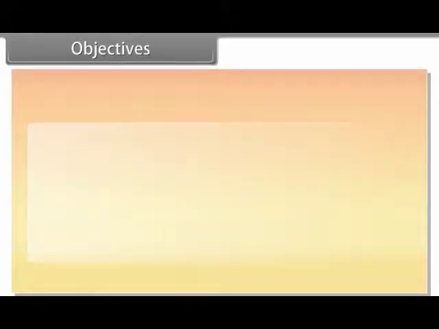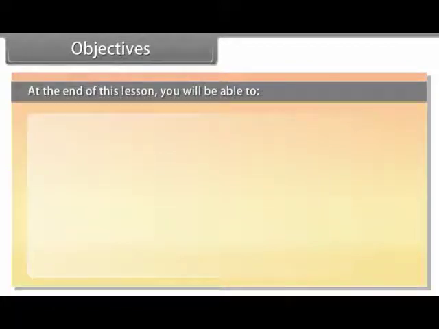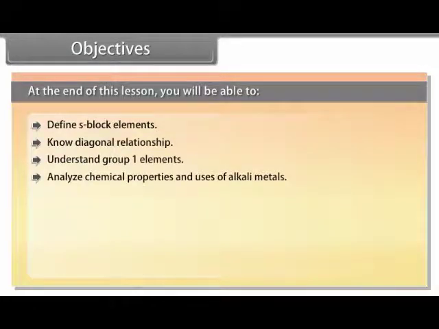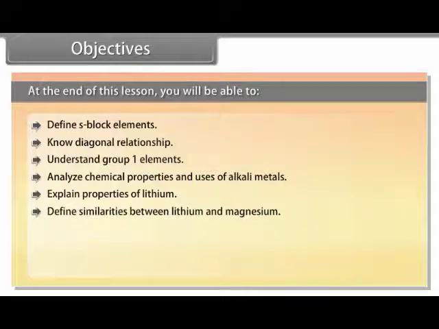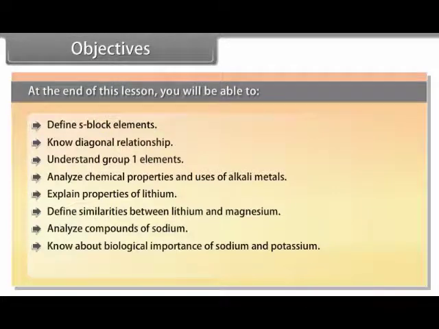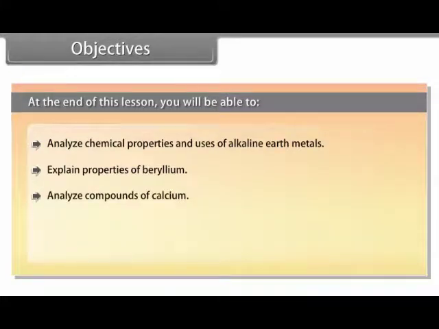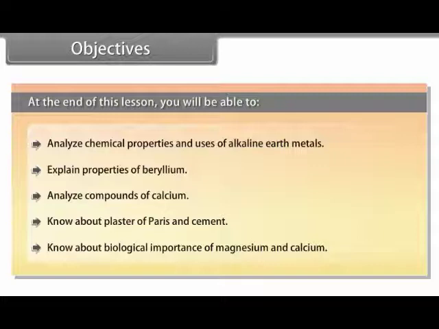Objectives. At the end of this lesson, you will be able to define S-block elements, know the diagonal relationship, understand group 1 elements, analyze chemical properties and uses of alkali metals, explain properties of lithium, define similarities between lithium and magnesium, analyze compounds of sodium, know about the biological importance of sodium and potassium, understand group 2 elements, analyze chemical properties and uses of alkaline earth metals, explain properties of beryllium, analyze compounds of calcium, know about plaster of Paris and cement, and know about the biological importance of magnesium and calcium.